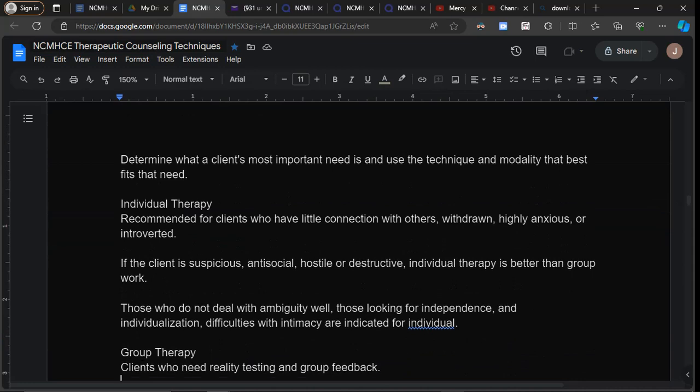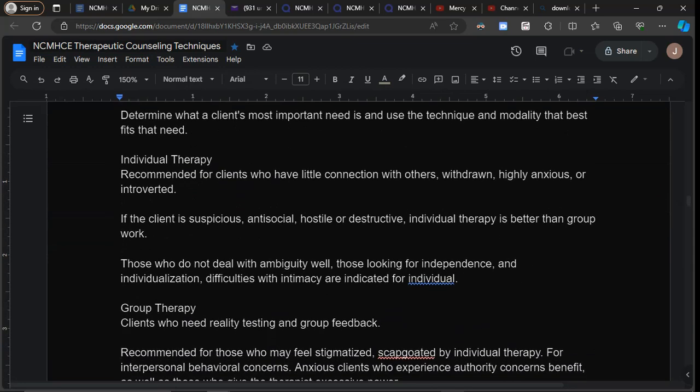Individual therapy is recommended for clients who have little connection with others, are withdrawn, highly anxious, or introverted. If the client is suspicious, antisocial, hostile, or destructive, individual therapy is better than group work. Those who do not deal with ambiguity well, those looking for independence and individualization, and those with difficulties with intimacy are indicated for individual therapy.